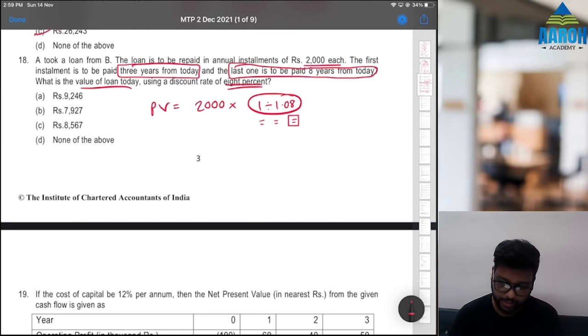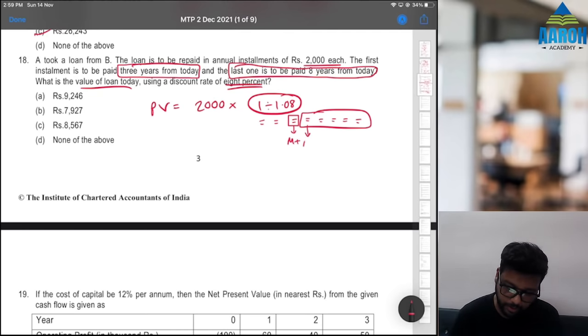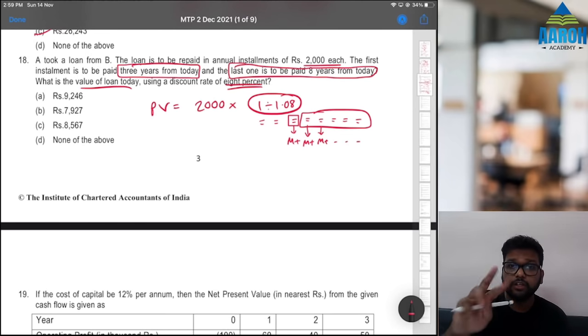This we want third year, fourth year, fifth year, 6, 7, 8. These also we want, right? So what we'll do is, we'll press M plus for each of them. How? Understand. 1 divided by 1.08. First press just equal to 2 times, 1, 2. That is okay. Now third time equal to and M plus.